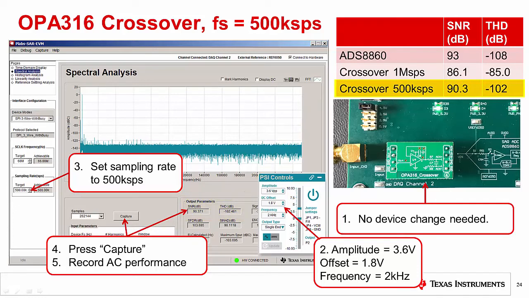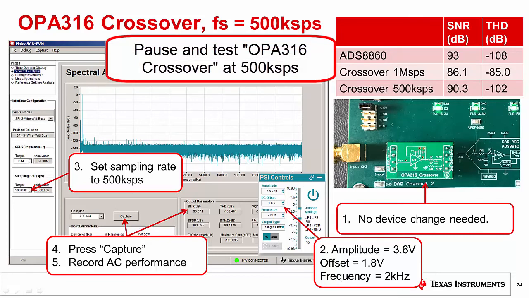The measured AC performance of this circuit is close to the datasheet specifications. For this example, we measured 90.3 dB for SNR and minus 102 dB for THD. You can see significant improvements in AC performance compared to the same circuit with the 1 MHz sampling rate. Thus, it is possible to use lower bandwidth amplifiers and get good performance if you reduce the sampling rate. Pause now and test the performance of the OPA316 crossover circuit with a 500 kHz sampling rate.